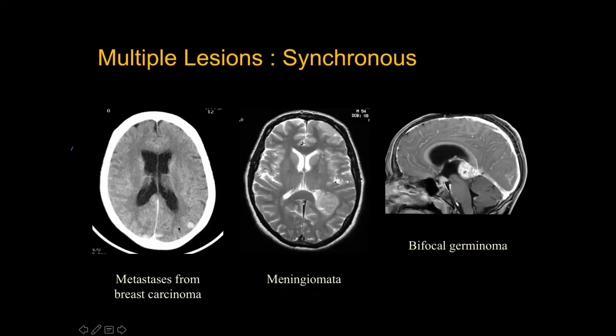This one, multiple synchronous lesions. These are metastases. This one is a meningioma and a meningioma, or you can have bifocal germinoma. So not all multiple lesions are metastases. Recognizing the location of the abnormalities and knowing the diagnosis of each individual lesion, you can put together a good differential diagnosis.